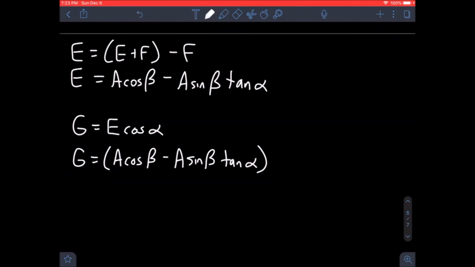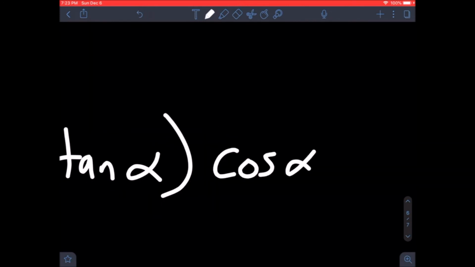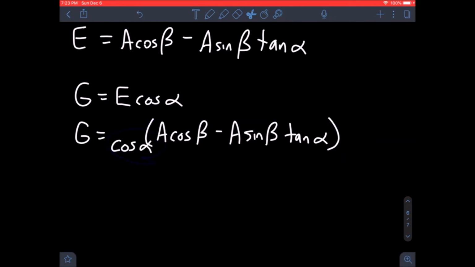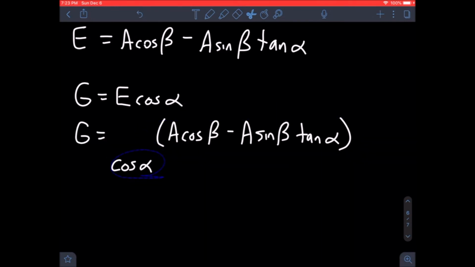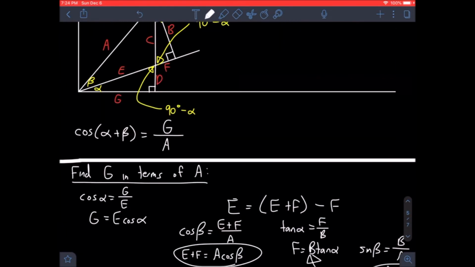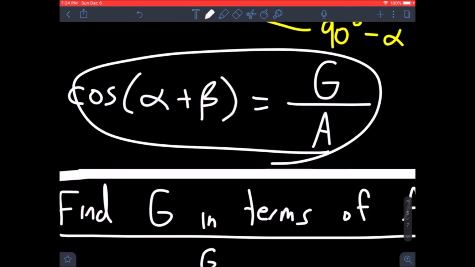That is E in terms of A, and we're just taking that and multiplying it by the cosine of alpha. Now, just to make this look nicer, I'm going to switch these around so we have cosine of alpha in front, because most people are more comfortable with seeing it that way. As you can see, this is G in terms of A. So we have found G in terms of A, and now we're ready to solve this problem. Let's do it.